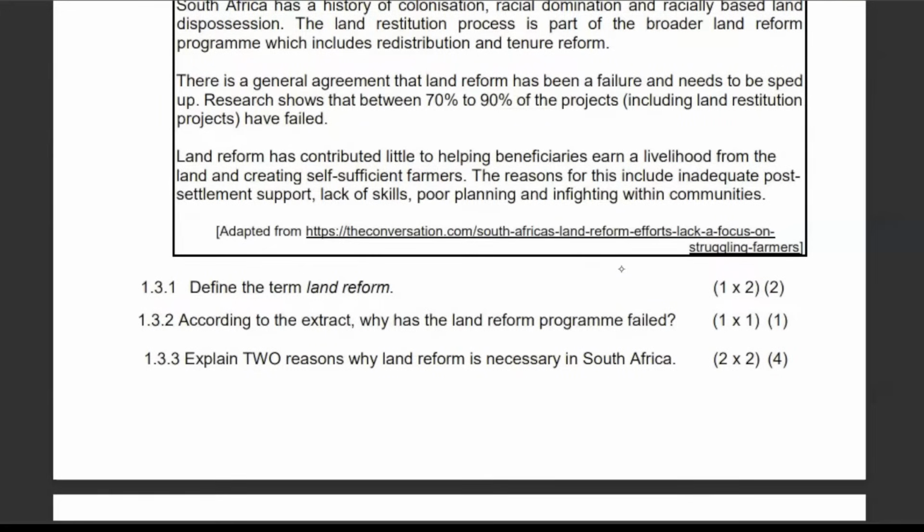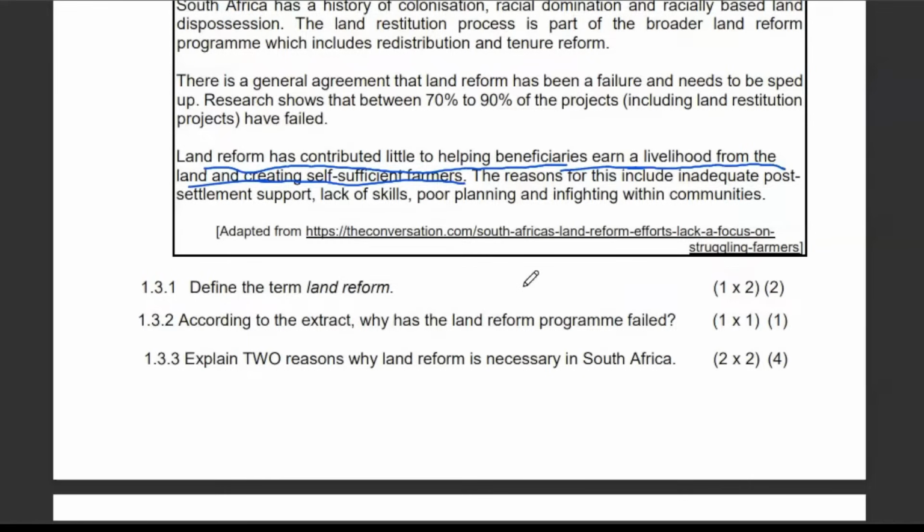If land reform has contributed little to helping beneficiaries earn a livelihood from the land and creating self-sufficient farmers, it means the land is not being productive enough. If people are meant to benefit from the land, they must become self-sufficient. They must not rely on constant support from the government. So, because the farmers are failing to self-sustain, that automatically qualifies land reform to be a flop, a failure as a policy of the government.